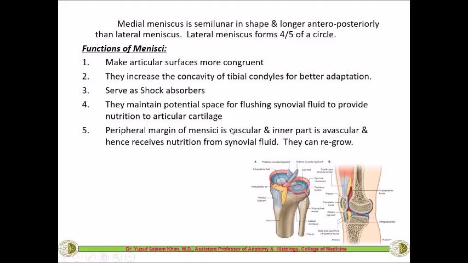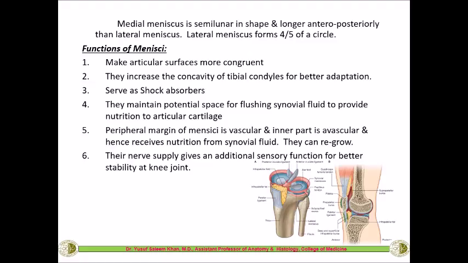The peripheral margins of the menisci are vascular and the inner parts are avascular. The peripheral margins are vascular because they are supplied by the same arteries which supply the capsule of the knee joint. And the inner parts are avascular, so they are supplied with nutrition again from the synovial fluid, and they have the capacity to regrow.